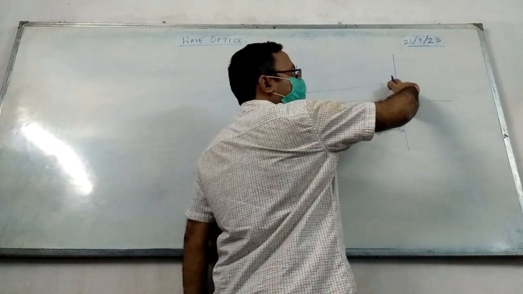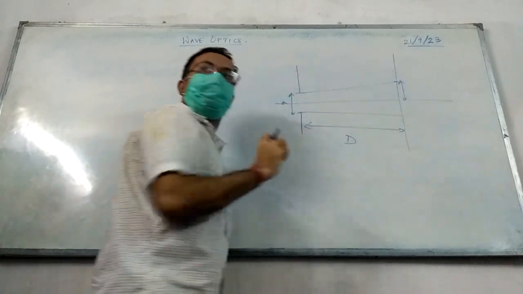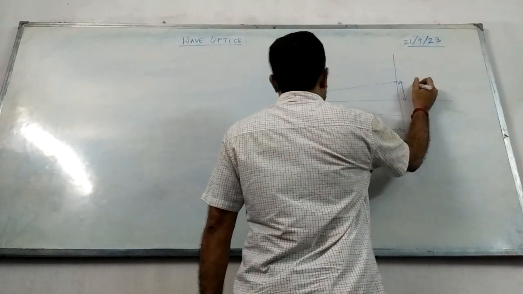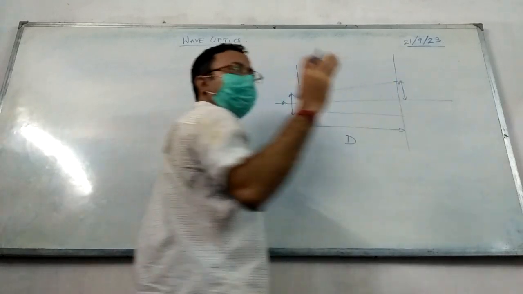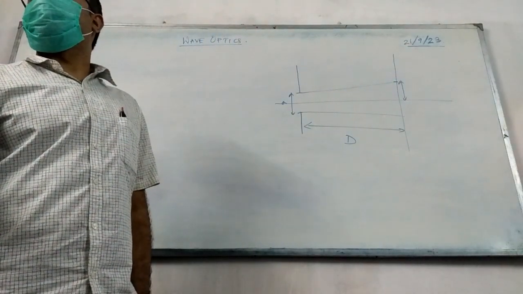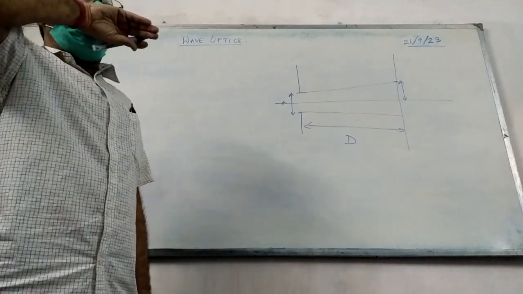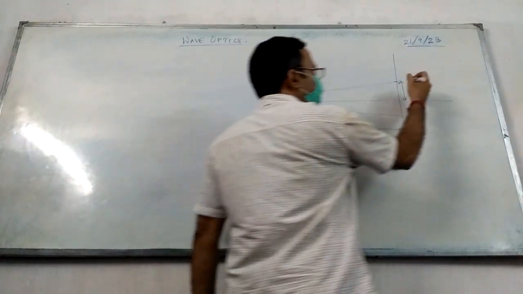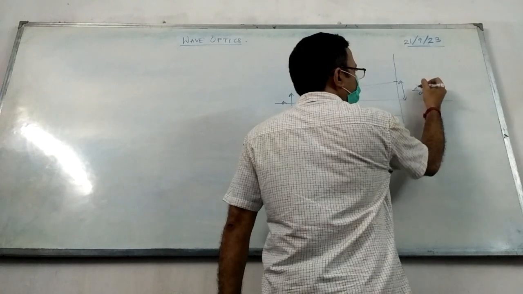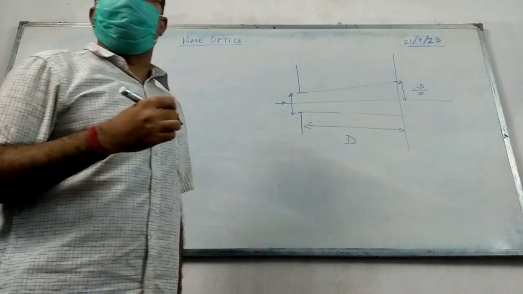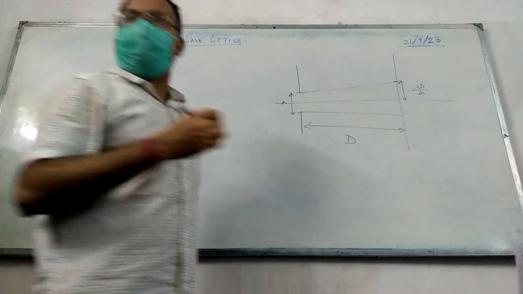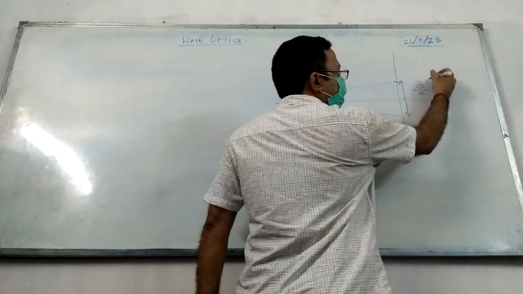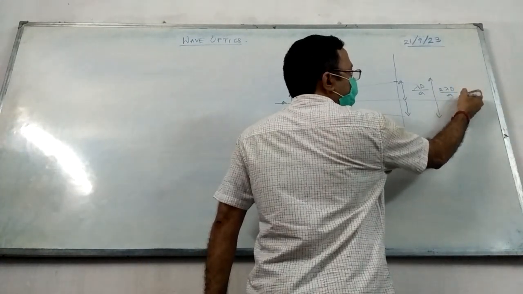The central bright band ends where? When the first minima occurs, right? So we have done this distance as what? In general for these sums, what we have derived is lambda capital D by a. This is the half of the central bright band, so the whole central bright band, this whole length, is 2 lambda D by a.